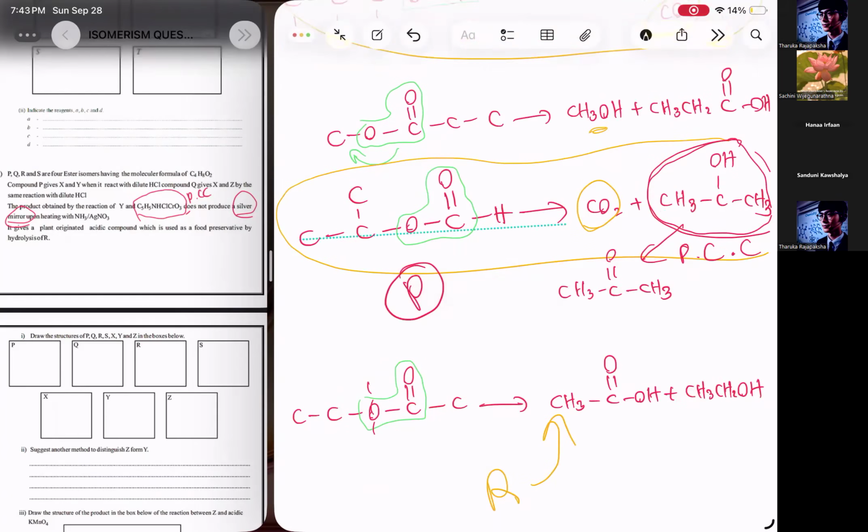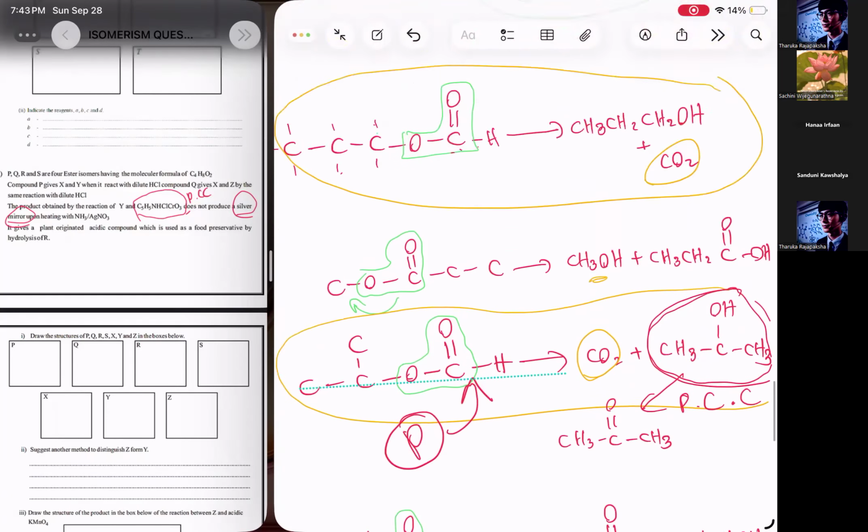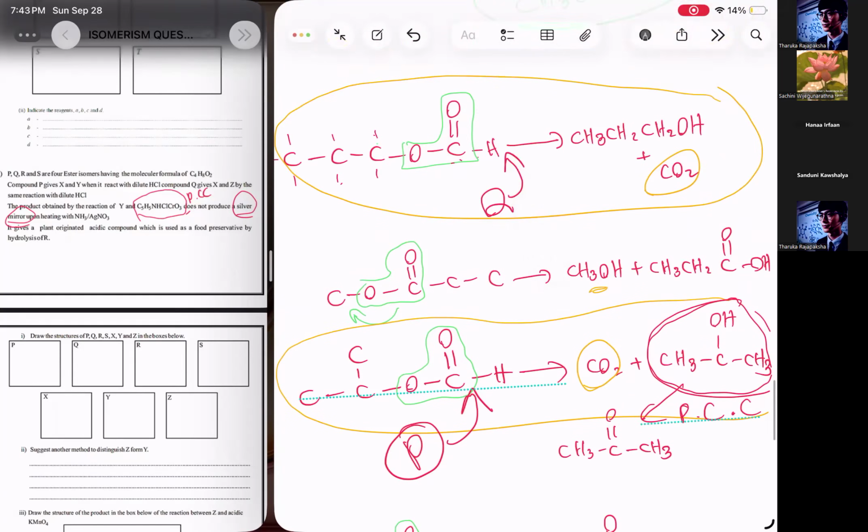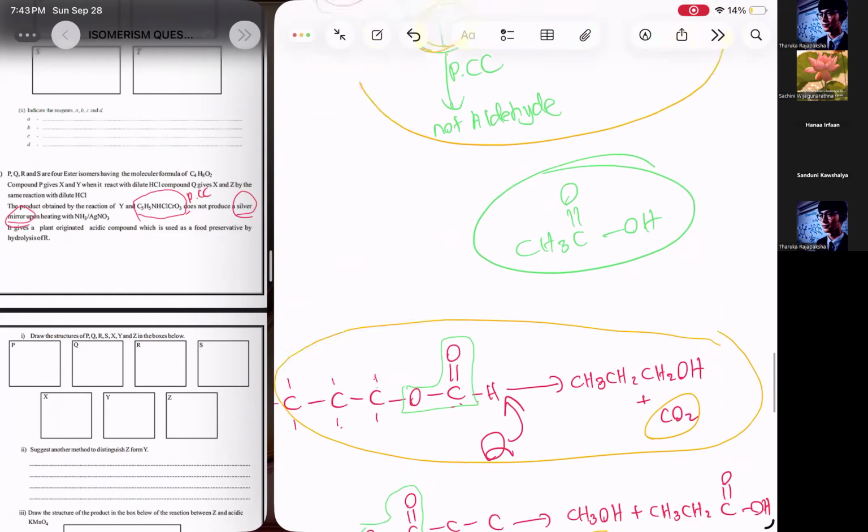This is P. This is P, R. Then the other one, this one should be Q. Because P and Q only hydrolyzed, right? Because it gives the same compound X.